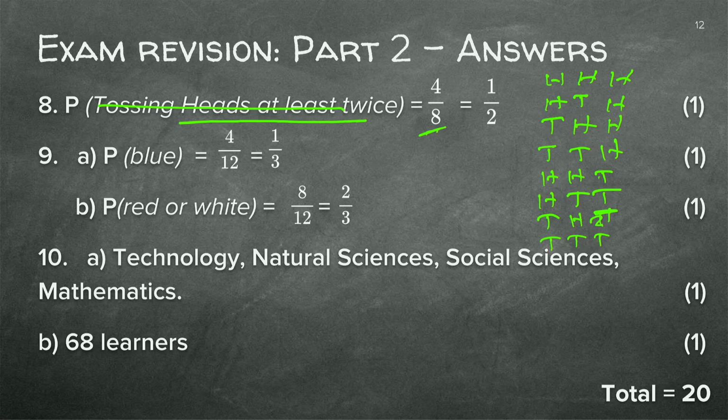And to get a head at least twice, we've got it 3 times there, and there. So it is 4 out of 8 times. So the probability is a half.